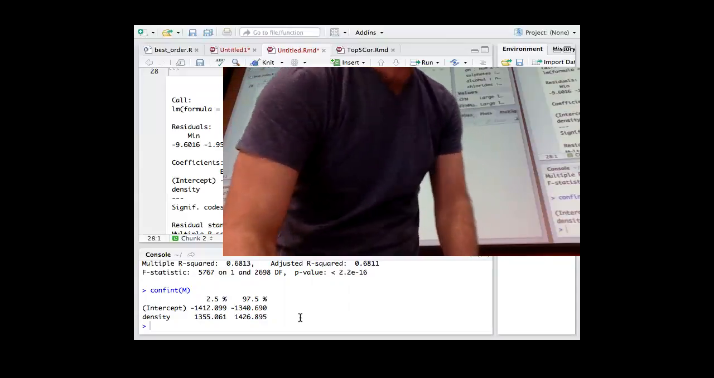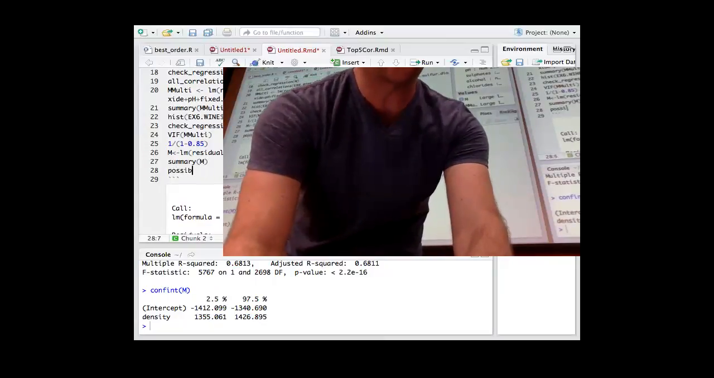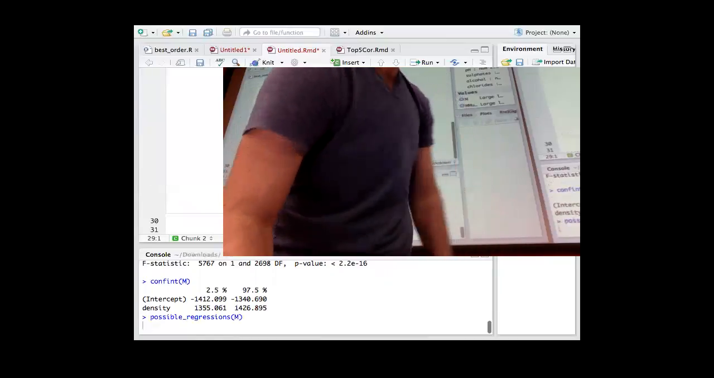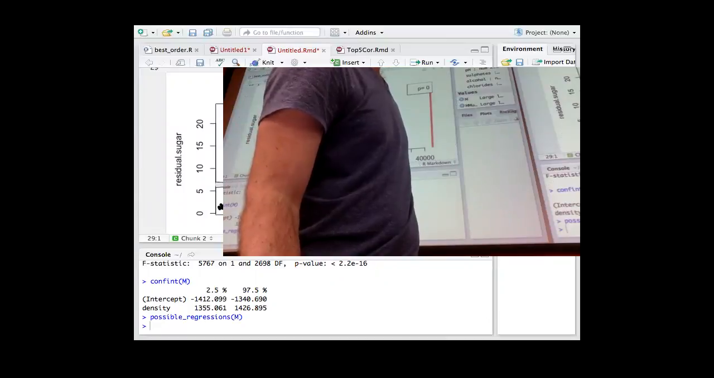And that's where we can get things like, we'll do one last cool thing here, because when we talk about what could happen due to random chance, we have a really cool command here called possible regress, which we haven't seen in a long time. But these are the regressions we could get due to random chance. How does our regression look?